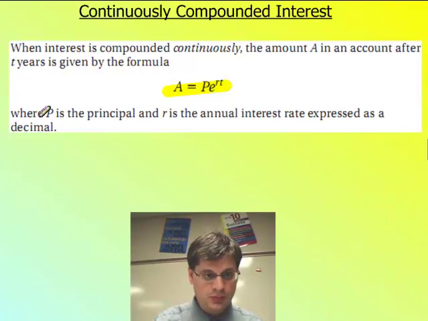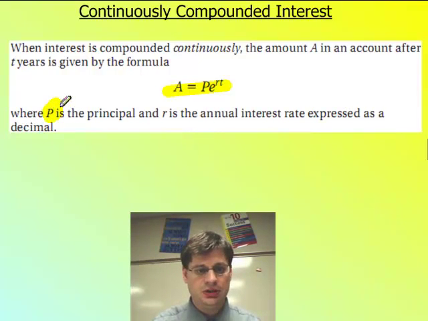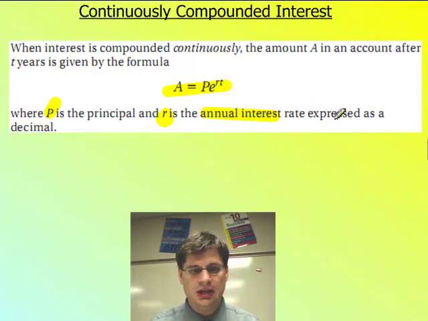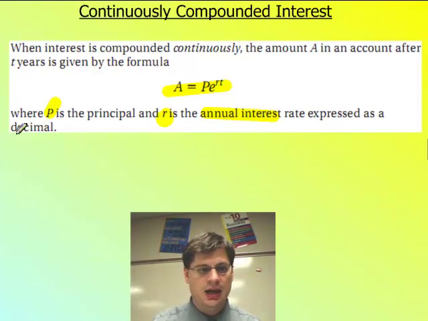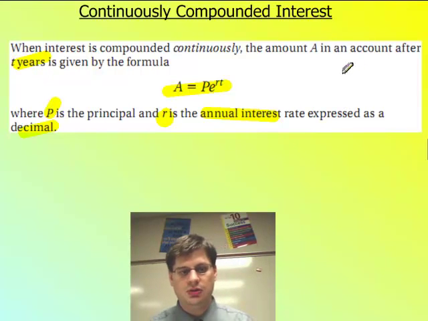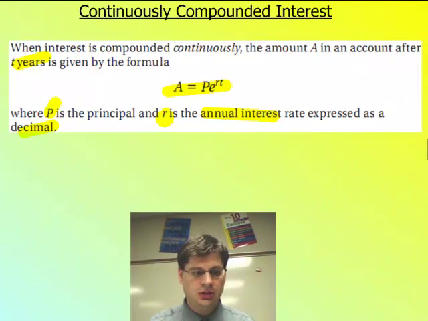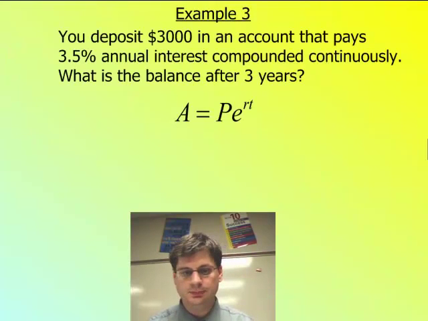It's not a set amount of time. It's just always compounding, if you will. And so P is the principal. It's our starting amount. R is the initial interest rate, again expressed as a decimal. And then again, t is our time measured in years. So let's look at an example of this one.